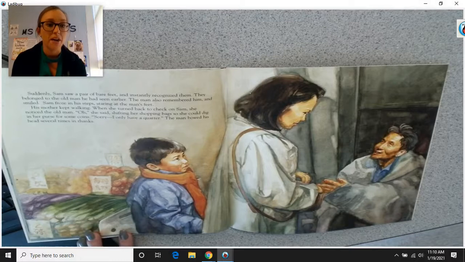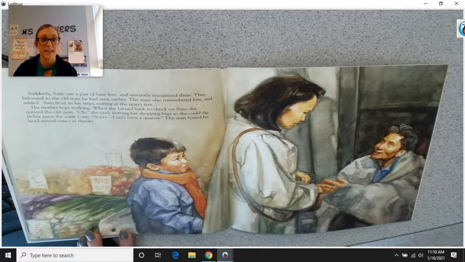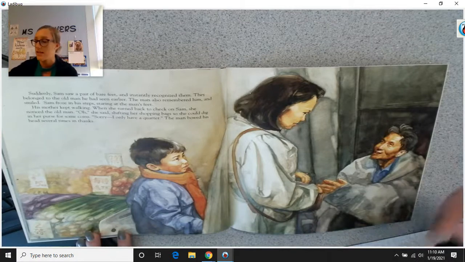Suddenly, Sam saw a pair of bare feet and instantly recognized them. They belonged to the old man he had seen earlier. The man also remembered him and smiled. Sam froze in his steps, staring at the man's feet. His mother kept walking. When she turned back to check on Sam, she noticed the old man. "Oh," she said, shifting her shopping bag so she could dig in her purse for some coins. "Sorry, I only have a quarter." The man bowed his head several times in thanks.